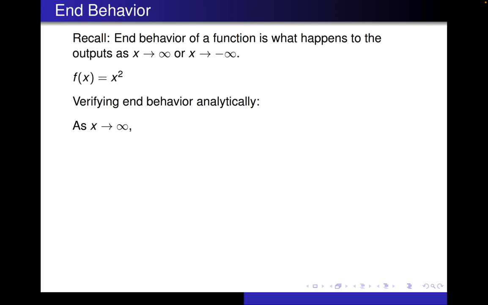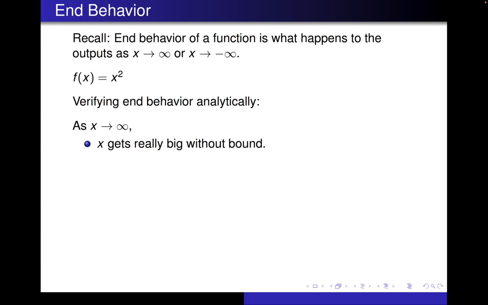Okay? So what we're going to do is imagine x getting very big, and then imagine what's happening to the outputs, because we know what the outputs are. If the input is x, the output is x squared. So what happens when we put a very large number in for x? What kind of output do we get?